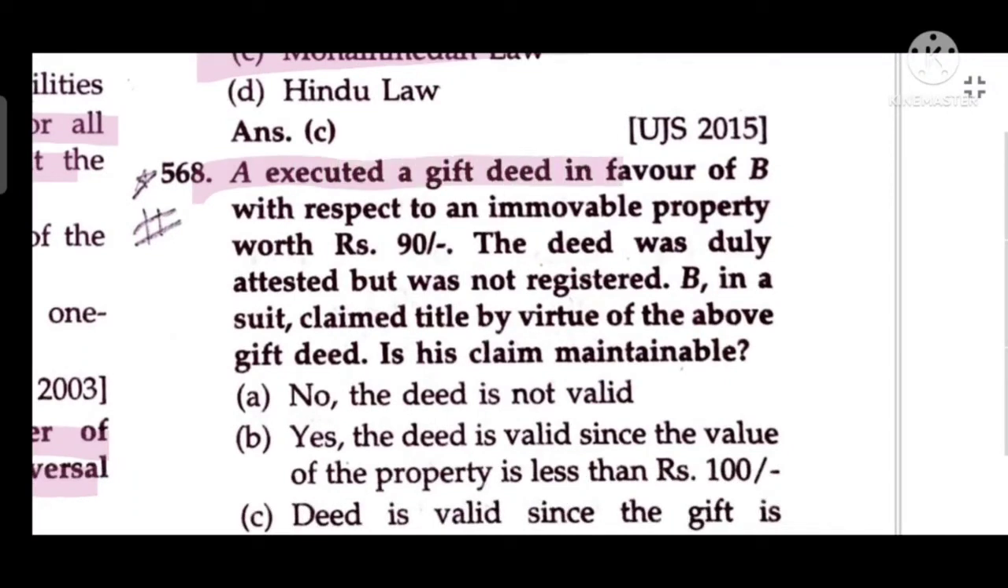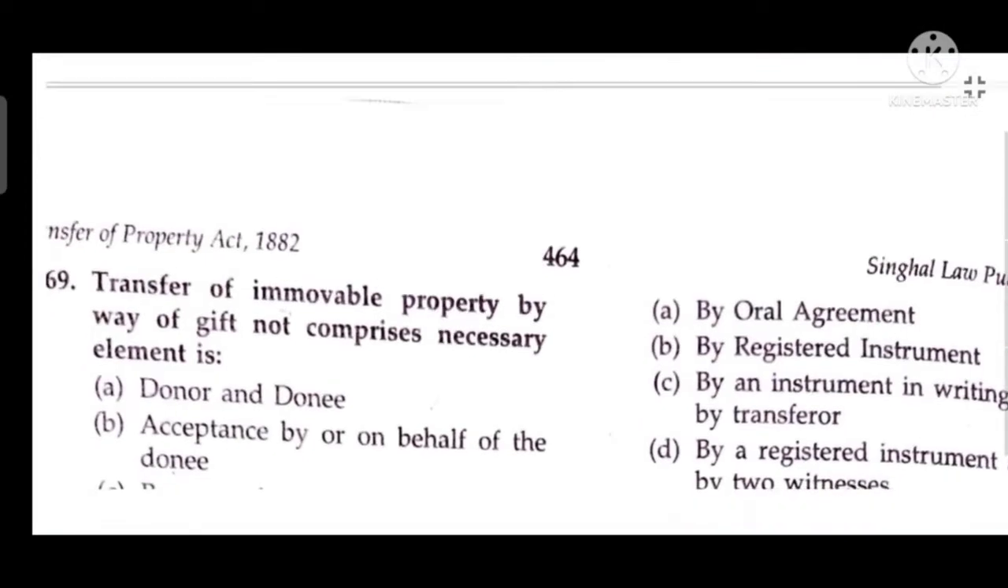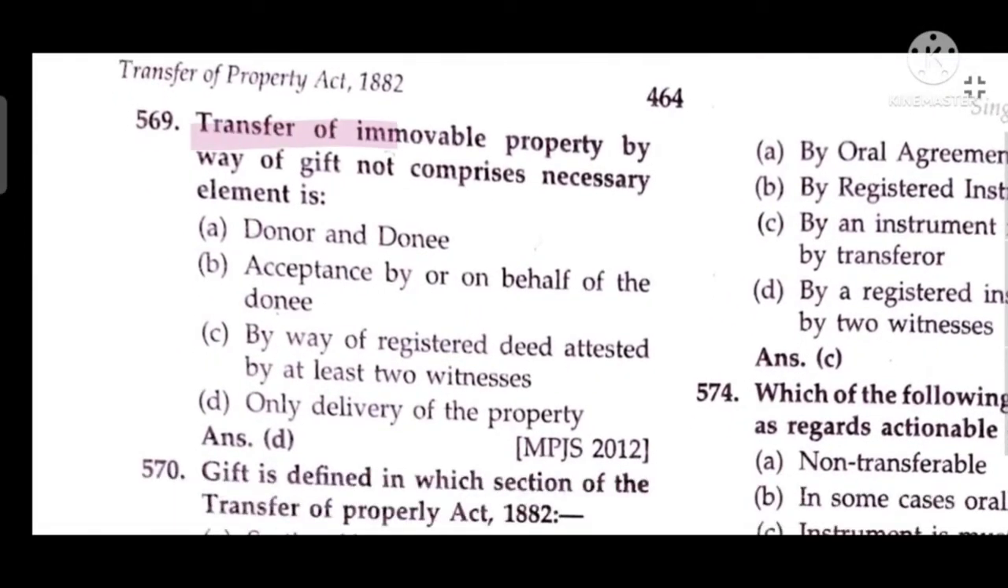A executed a gift deed in favor of B with respect to immovable property worth Rs 90. The deed was duly attested but was not registered. B in a suit claimed title by virtue of the above gift deed. Is his claim maintainable? No, the deed is not valid. Transfer of immovable property by way of gift is not compromised. The necessary element is only delivery of property.